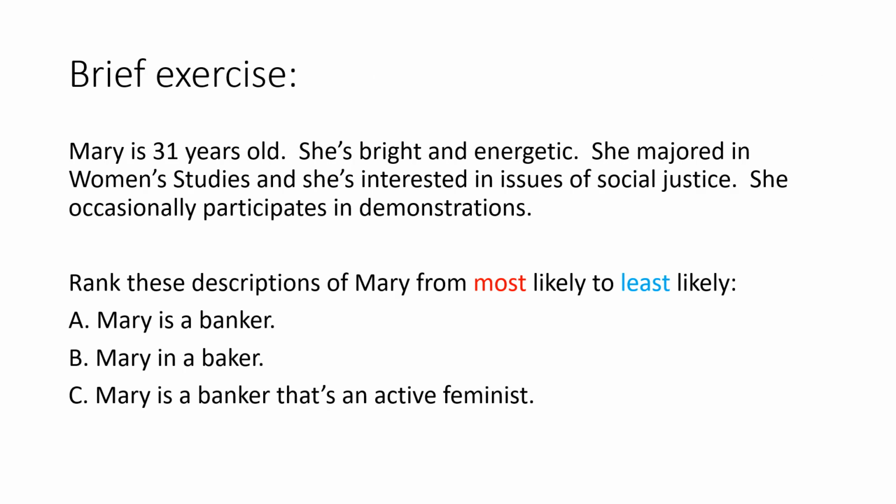Here's a brief aside. Let me tell you a story about Mary. She's 31 years old. She's bright and energetic. In college, she majored in women's studies, and she's interested in issues of social justice. She every now and then participates in demonstrations. Here's what I want you to do. I want you to rank these potential descriptions of Mary from most to least likely. I'm not saying that any of them are especially likely. I just want you to rank them relative to each other. Which of them is most likely?